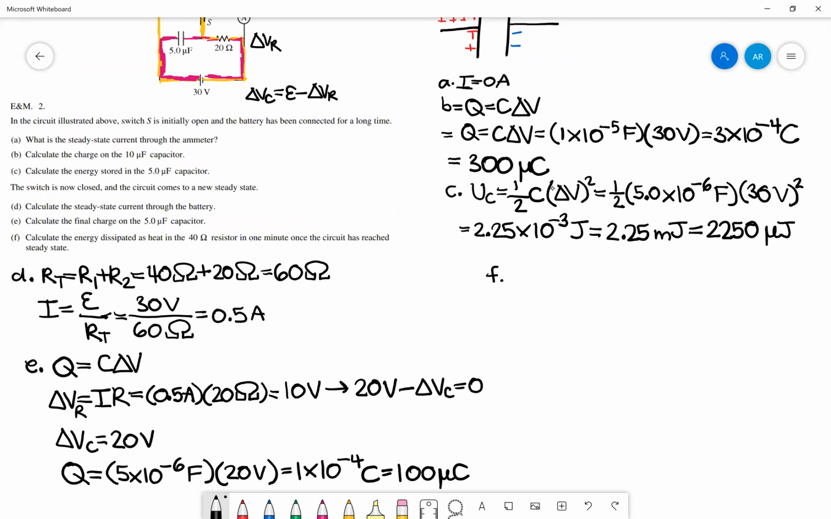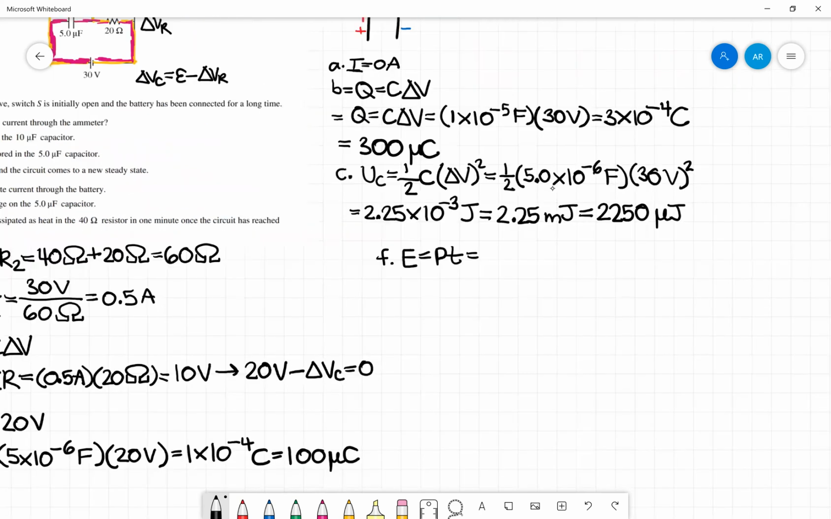Now, energy dissipated is the product of the power, the rate at which energy is being dissipated, times the time interval. The power through a circuit element can be written as I squared R, and this will be found on the equation sheet. It's a standard equation, times t.